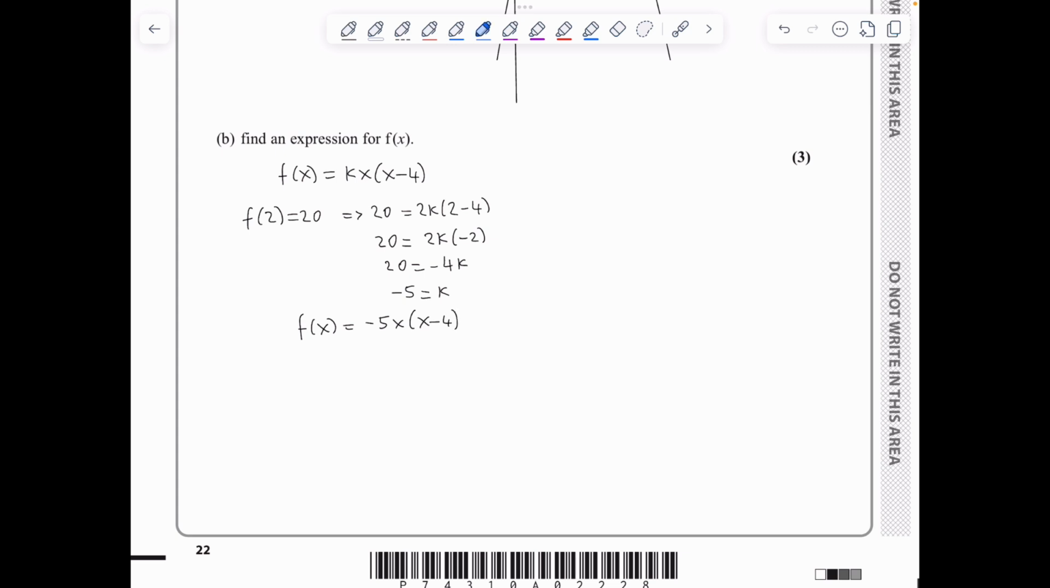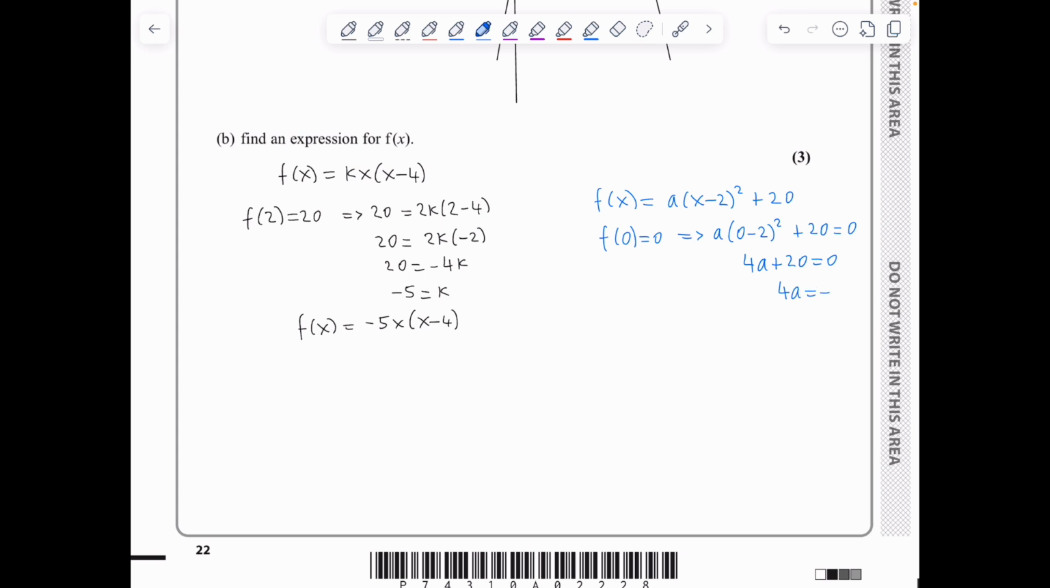Alternatively, I could have used the fact that we've got a turning point at (2, 20), so I could say that f of x is equal to a times x minus 2 squared plus 20. This is forcing the turning point at (2, 20) because this is the value of x that makes this bracket 0, and then f of x will be 20. And I'll use the fact that I pass through the origin, so we've got f of 0 is equal to 0, which leads to a times 0 minus 2 squared plus 20 is equal to 0. So 4a plus 20 is 0.